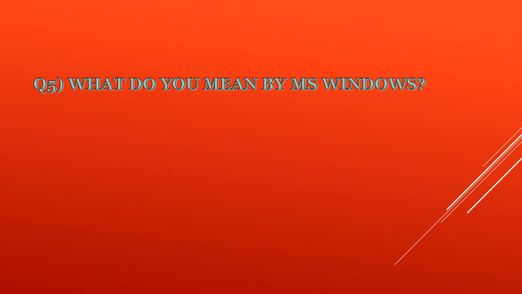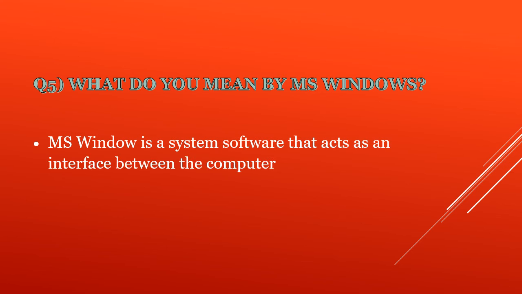Now the fifth question is, what do you mean by MS Windows? MS Windows is a system software that acts as an interface between the computer hardware and the user. MS Windows is an operating system. It also manages the resources of the computer system, and it is capable of doing many other things.